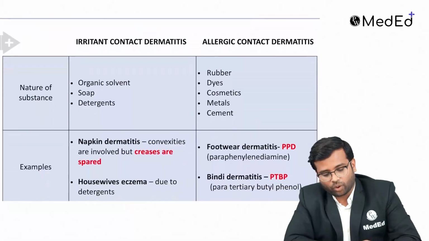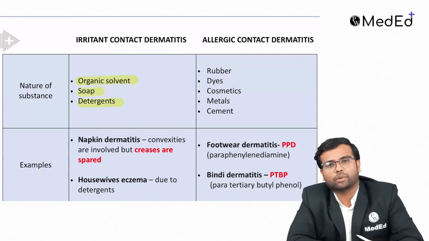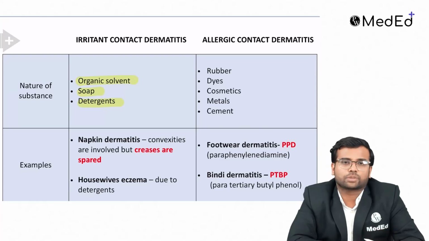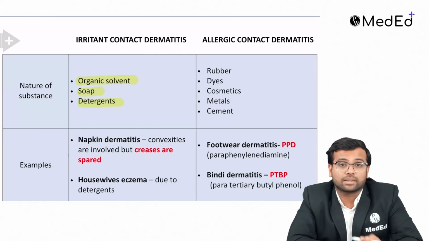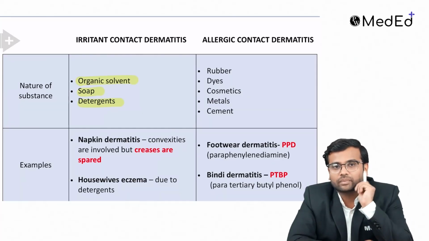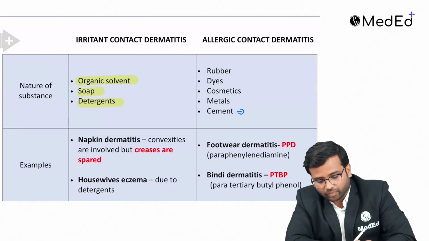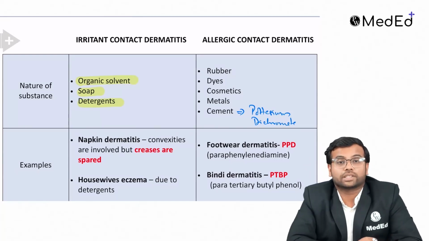Now all these are the examples. So what I have already explained: organic solvents, soaps and detergents for ICD. And when it comes to allergic contact dermatitis, there are multiple options like rubber, dyes, cosmetics, metals, cement. In one of the exams they had asked what is the culprit in cement that causes allergic contact dermatitis. The culprit in cement is going to be potassium dichromate. So this is the culprit in cement which causes allergic contact dermatitis.